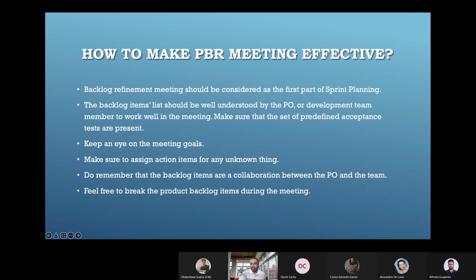Second, keep an eye on the meeting goal, which means don't deviate much from the agenda, whatever is there. If any other discussion comes up, ballpark that for an offline discussion.